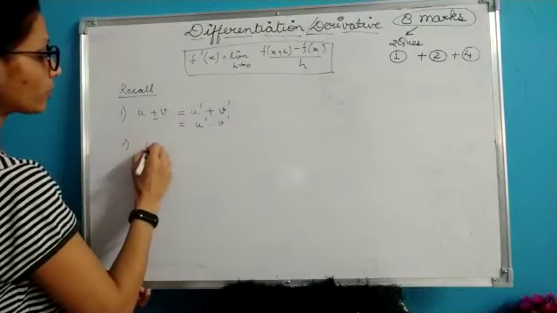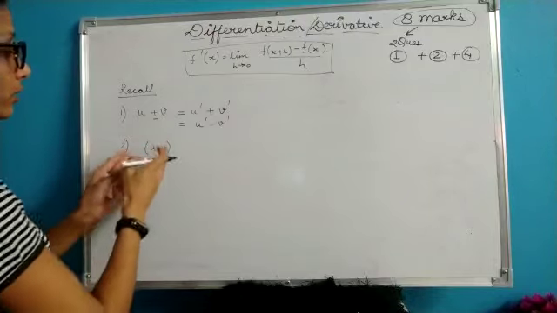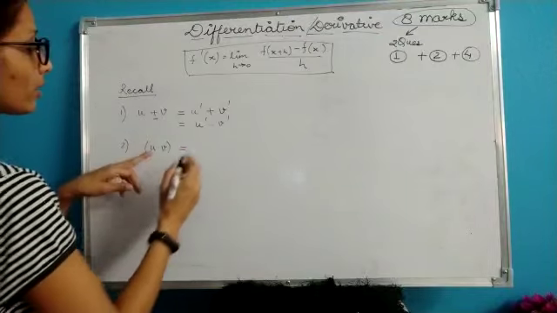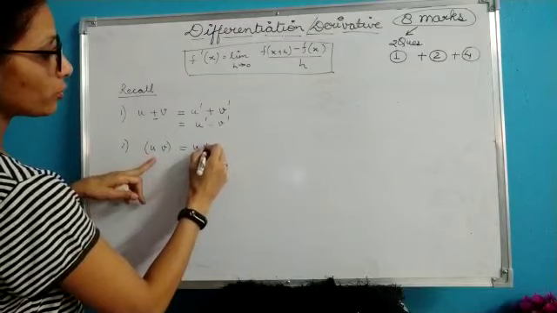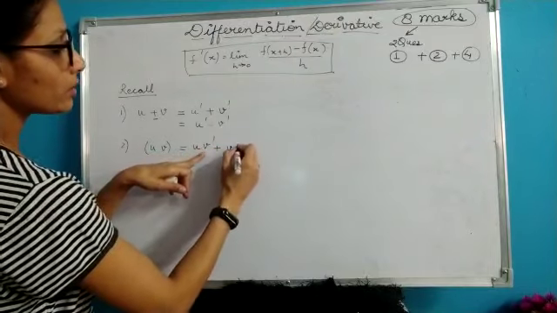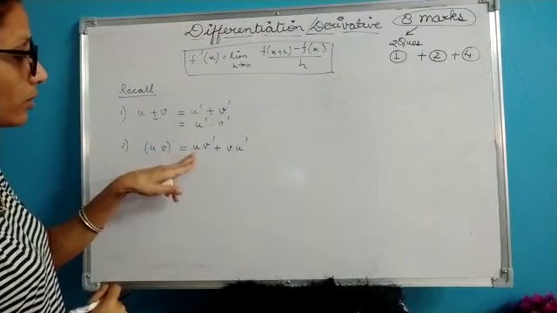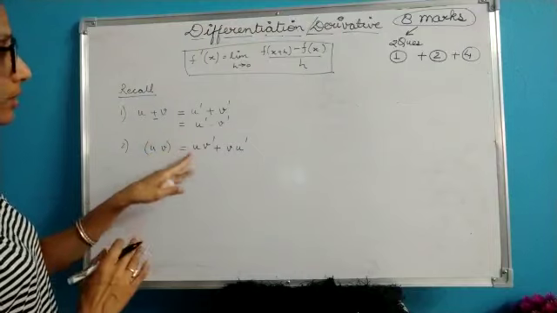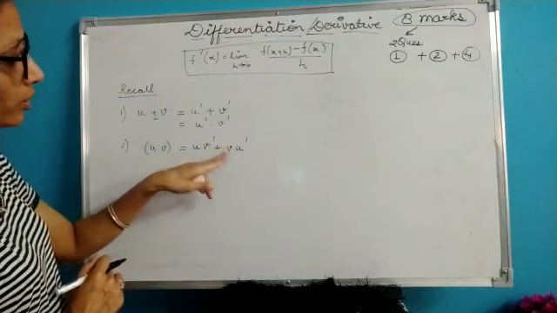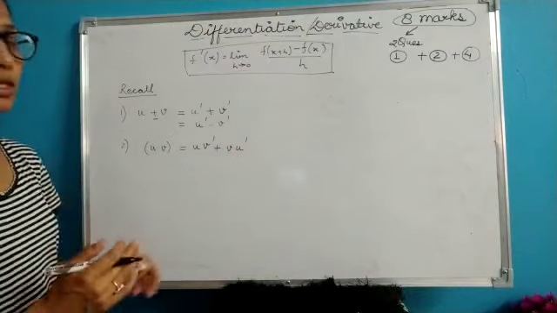Second, if your function is given in product form or multiplication form, this is also known as Leibniz rule, and you have applied it like this: first term as it is, differentiation of second, plus second term as it is, differentiation of first term. That means you have kept one term as it is and differentiated the second term, and then whatever you had differentiated, you have kept as it is, and differentiated the other term.